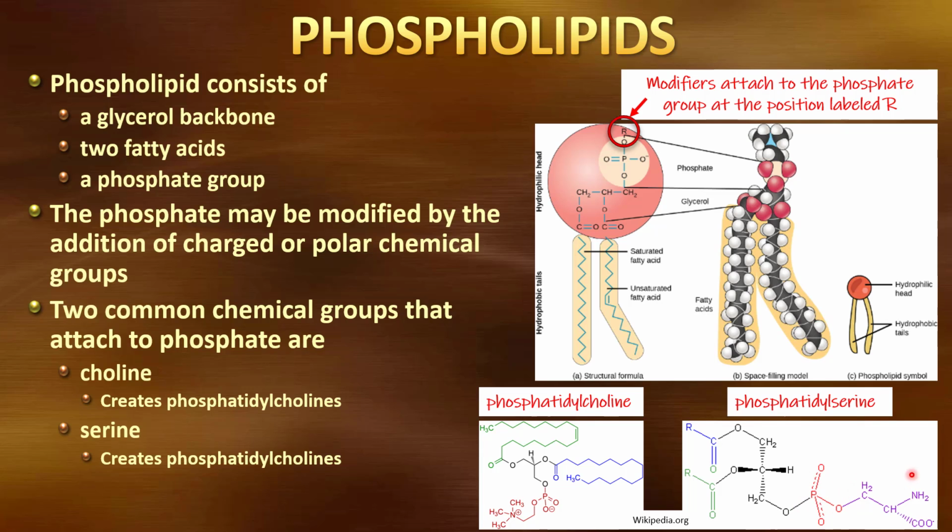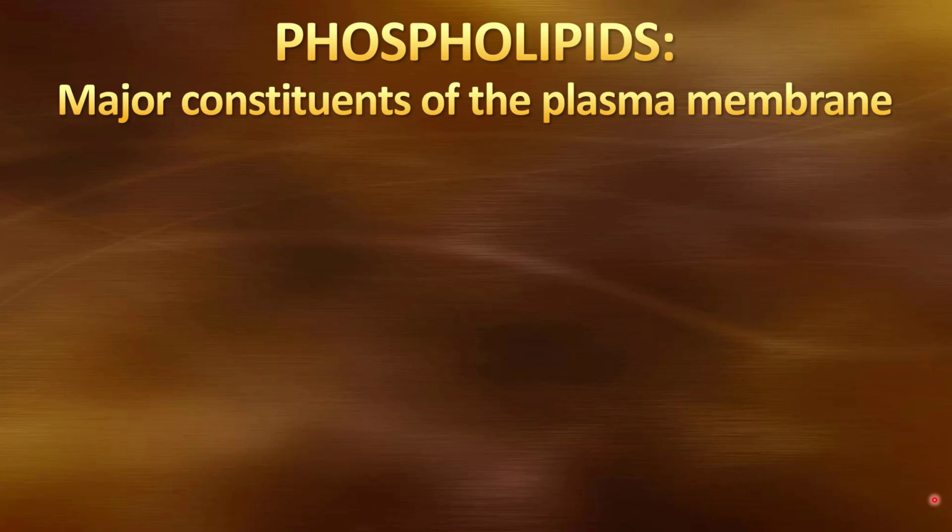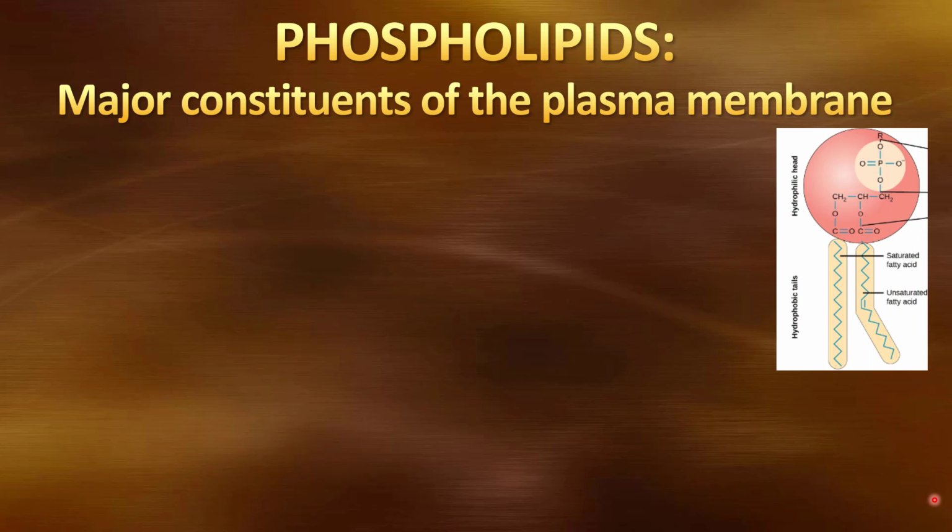Over here is this serine group. And this creates phosphatidylserines. Let's take a look at the function of phospholipids. Phospholipids make up the major component to our plasma membranes. So here's our phospholipid molecule. First, let's talk a little bit about the molecule itself.